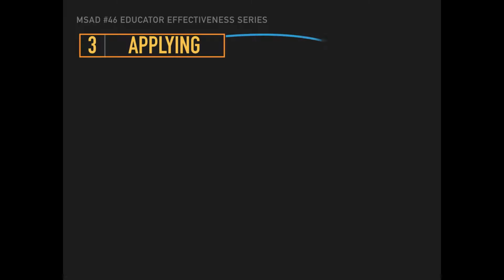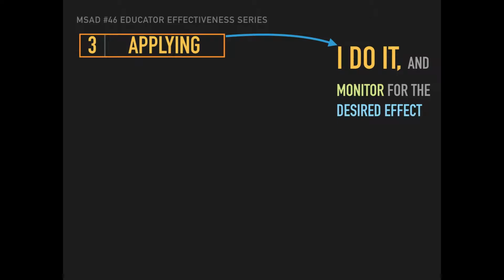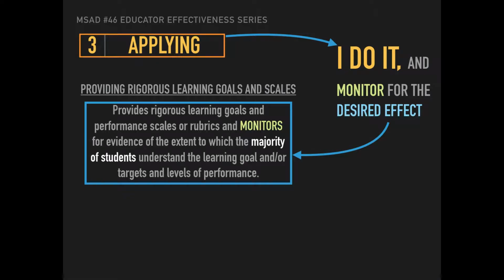So then what's an applying? What is 3? The 3 takes the I do it and then adds another layer to it. It means I do it and I monitor for the desired effect. So if we're looking back at that element of providing rigorous learning goals and scales, I do it, I post it, I give it to them, they have it, but I'm also checking to see whether or not the majority of students know what they're supposed to be doing, know their target, and know where they are in terms of the scale. Can they self-assess themselves on this particular scale at this moment?